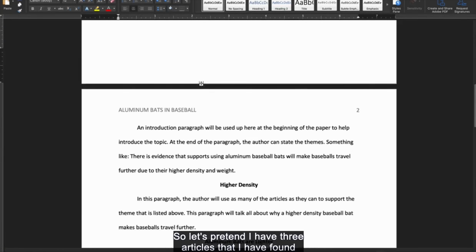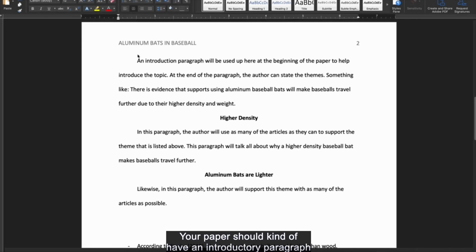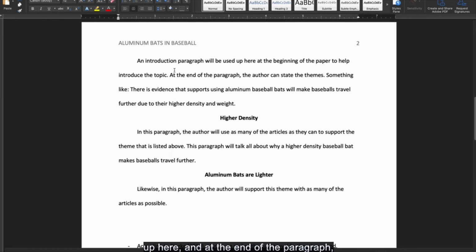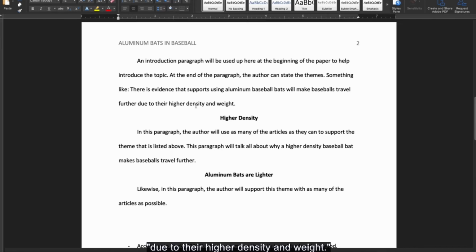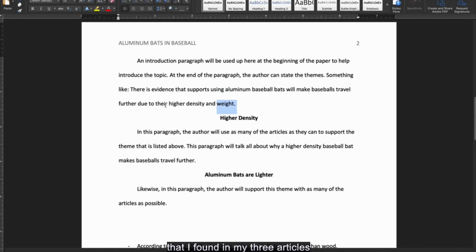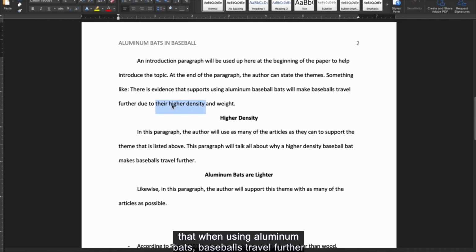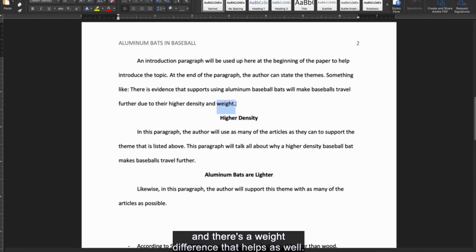So let's pretend I have 3 articles that I have found, just like you will be doing. Your paper should have an introductory paragraph up here, and at the end of the paragraph, the author can state the themes. That would be something like this: there is evidence that supports using aluminum baseball bats will make baseballs travel further due to their higher density and weight. Now, to be honest, I'm not sure if it's a higher density or lower density, but I'm just making that up. So those are the 2 themes that I found in my 3 articles: when using aluminum bats, baseballs travel further because aluminum has a higher density and there's a weight difference that helps as well.